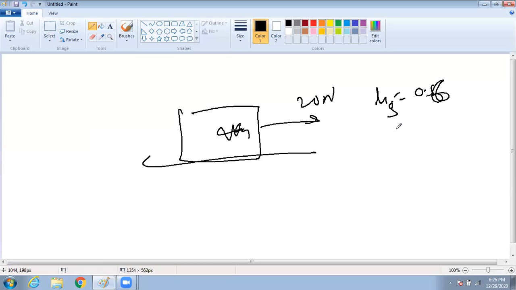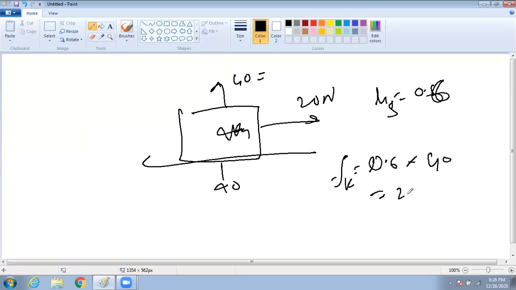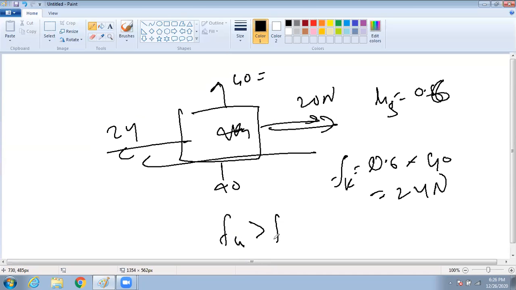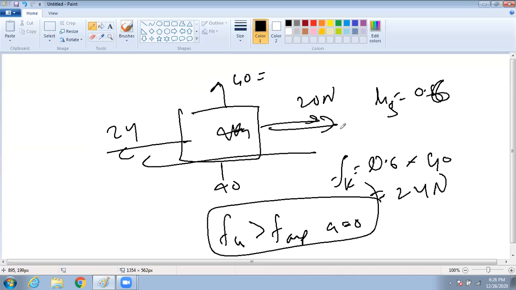Sir, acceleration is 0. Yes, because why? Your N is 40, upward will be 40 and weight 40 downwards. 0.6 into 40 is how much? 24 Newton. This side 24, this side 20. So F limiting is greater than F applied. So A is 0. Clear?